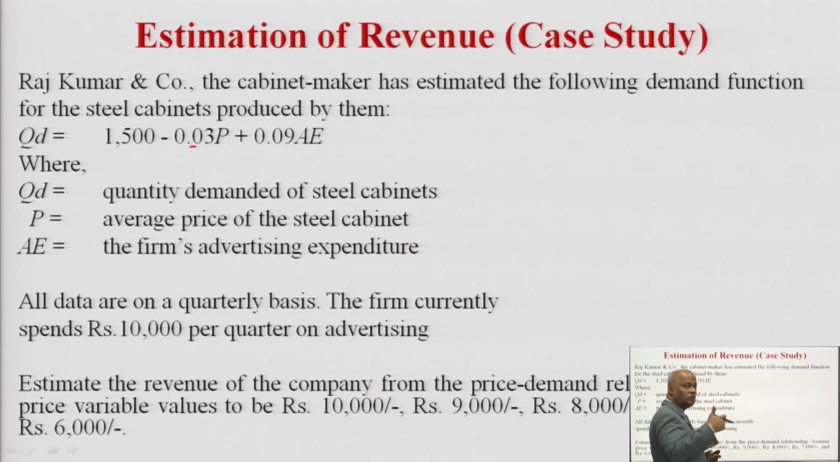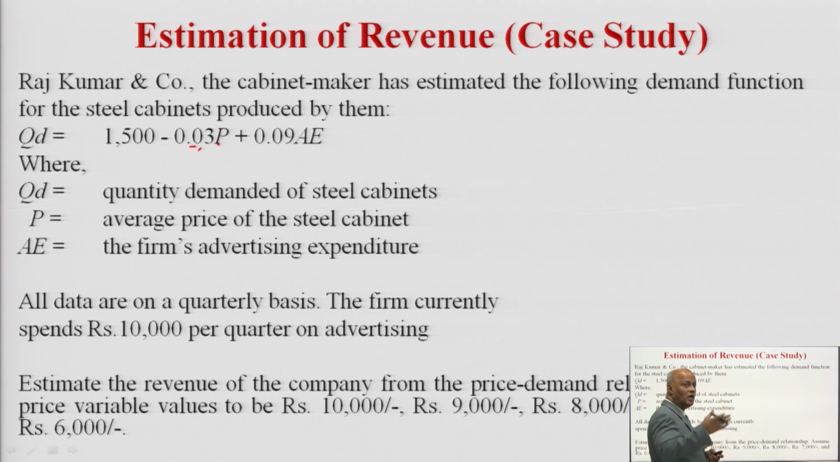So, you are given three things. One is the sales figure of the steel cabinet, then the average price of the steel cabinet per quarter, and the advertisement expenditure in different quarters. Here price and advertisement expenditure are the independent variables, and the quantity demanded or sales figure is the dependent variable. On that basis, you will run the regression, then you will get the alpha, that is 1,500, and the coefficients 0.03 and 0.09. For that you need the data. But here our purpose is different.